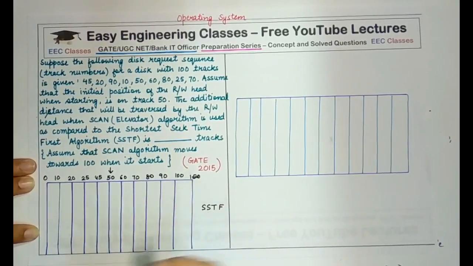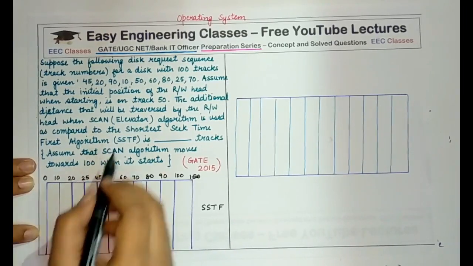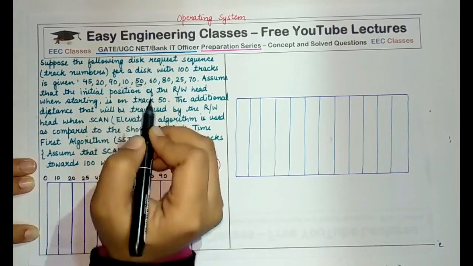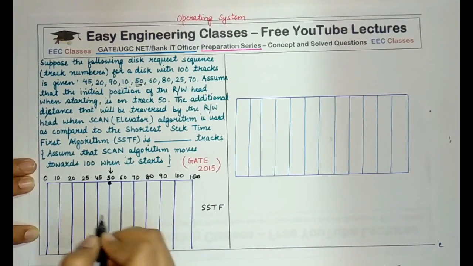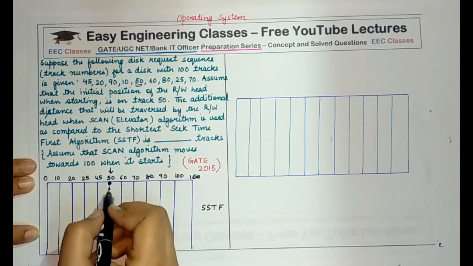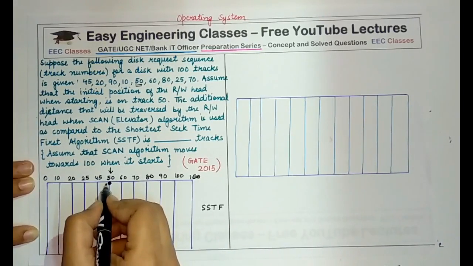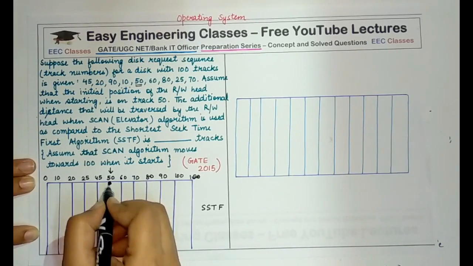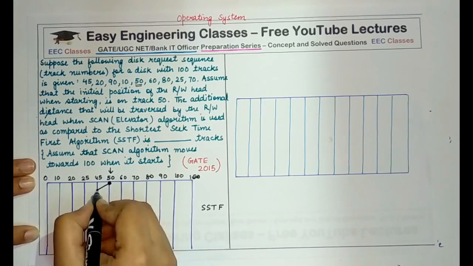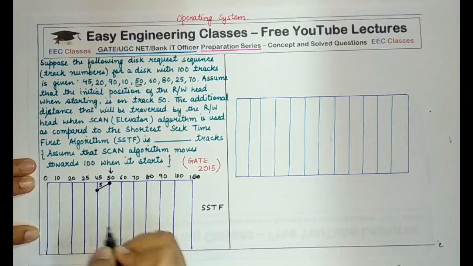Okay, so initially the disk head is at this position, and since 50 is a particular request, we serve that request at track 50 right here. Then the shortest seek time from 50 can be either to 45 or to 60, but 50 minus 45 is less than 60 minus 50. Therefore we move towards 45 and service 45. This requires a seek time of 5 units.